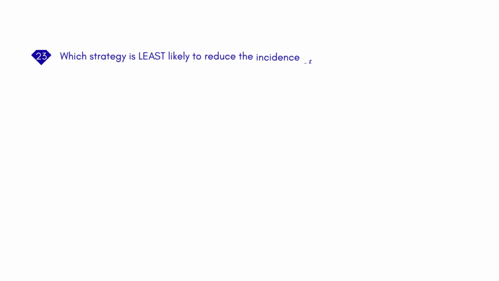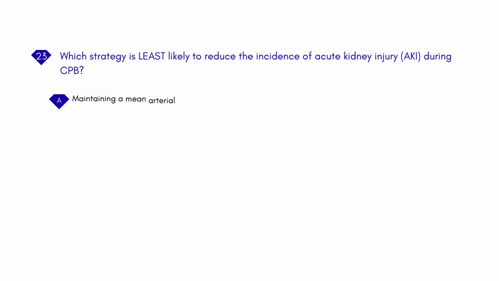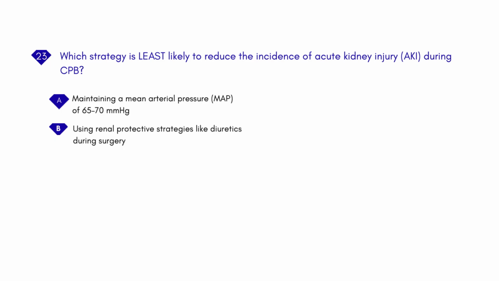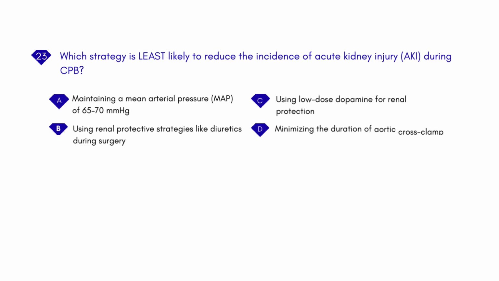Which strategy is least likely to reduce the incidence of acute kidney injury, AKI, during CPB? A. Maintaining a mean arterial pressure, MAP, of 65 to 70 mm of mercury. B. Using renal protective strategies like diuretics during surgery. C. Using low-dose dopamine for renal protection. D. Minimizing the duration of aortic cross-clamp time.